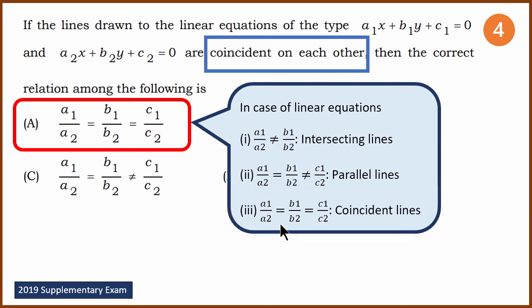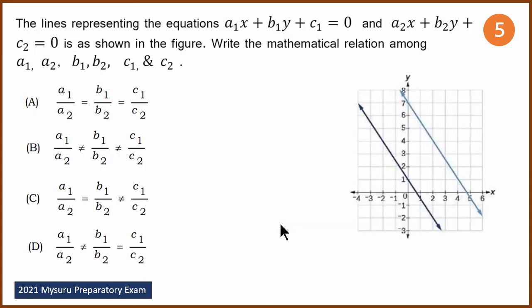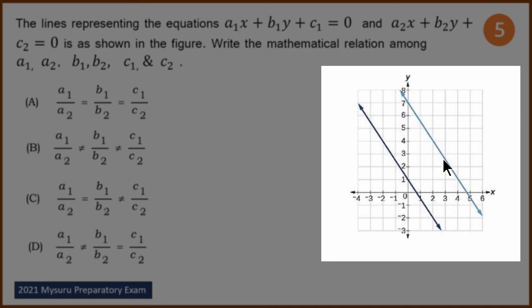All right, now let's look at the fifth question. They might give you the equation as is, or they might give you a graph. In this case, they've given a graph and said the lines represent equations in standard form. Write the mathematical relation amongst them. So if they've given a graph like this, how do you find the relationship? Now we have to do the reverse one. Are the lines intersecting? No. Are they on top of each other? No. Are they parallel to each other? Yes. So they are parallel lines.